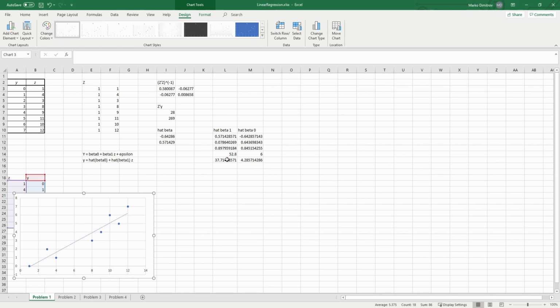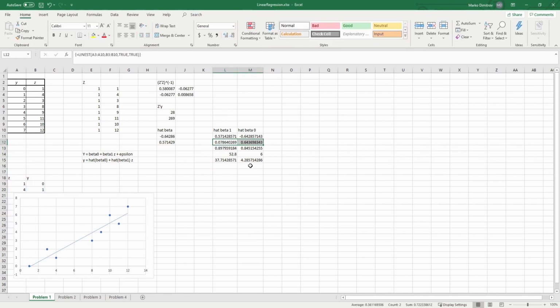We can now see what are the rest of the numbers that this function gives us. So for example, this number here, below our hat beta 1, is our standard error or standard deviation of our estimator beta 1. So this is what we get. And this is the standard error of our hat beta 0. Okay. We can always manually compute those values. So for example, the variances.